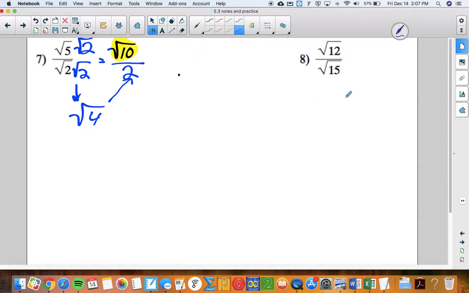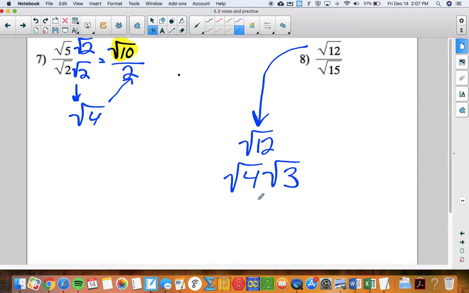So here, number 15, I don't think we can break any of these down, but it's good to try. Ooh, we could actually break down this one. So the square root of 12 is equivalent to the square root of 4 times the square root of 3. And then the square root of 4 is 2. So this is equivalent to 2 roots of 3.